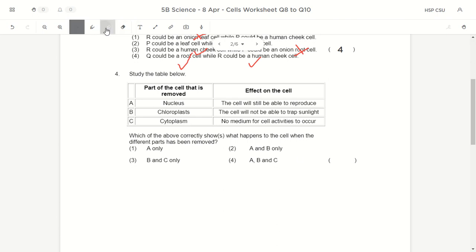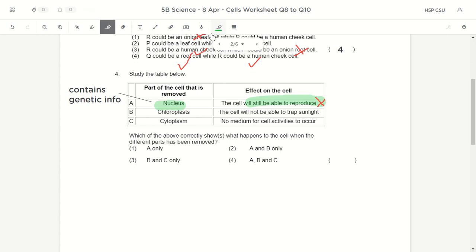If I remove the nucleus, the cell will be able to reproduce. Is that correct or wrong? Think about it. Okay, nucleus actually contains the genetic information. Let me write over here. I'll just write as genetic info. Okay, so I know that the nucleus, let me draw a line to connect them. Nucleus contains genetic information. So if you remove the nucleus, you remove away the genetic information, can it still be able to reproduce? Definitely not. It's not able to reproduce if it doesn't have genetic information.